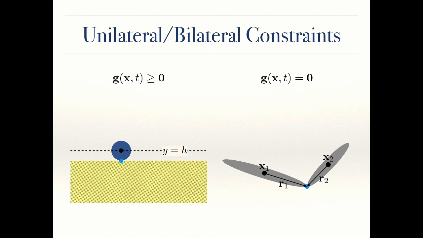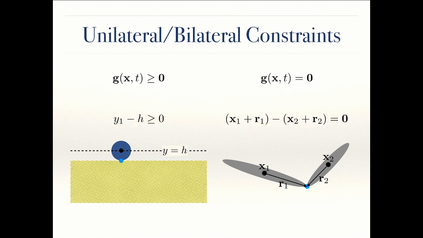On the right, those 2 bodies have to stay connected at that point. They can't come together at that point, and they can't move apart at that point. So it's constrained to be an equality there. And that will look something like g of x and t equals 0.